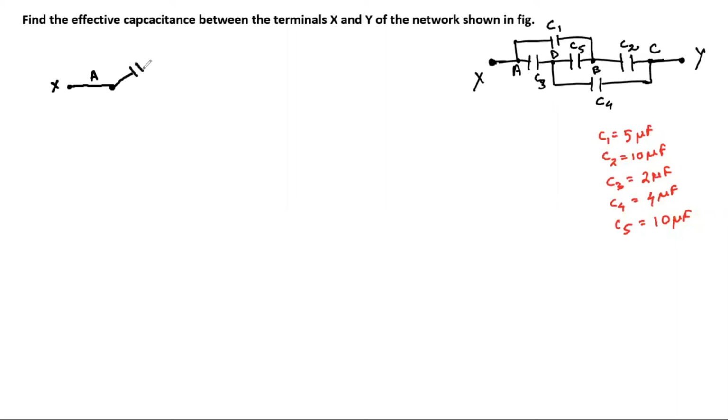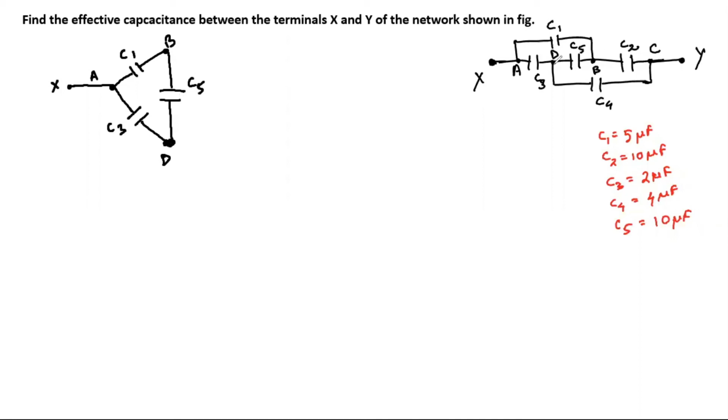So first we are going to draw these two branches. This is the first branch leading to this point B where the C1 capacitor is connected, and this is the second branch where the C3 capacitor is connected, and it is leading to this point D. And this point B and point D are connected with this capacitor C5. So you have this capacitor C5 and it is leading to this point E.